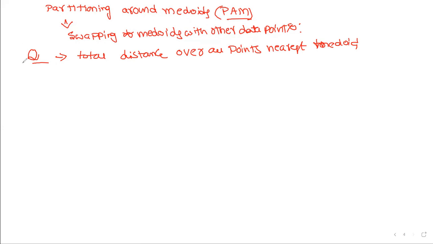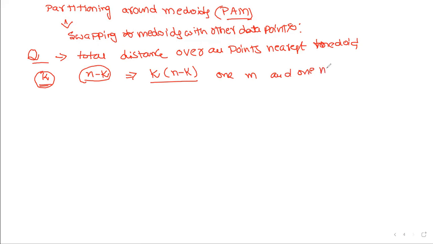So generally, before going to the algorithm, what happens? For example, if you have k number of clusters, what are the remaining number of instances? The remaining number of instances are n minus k. That means we have k into n minus k pairs of one medoid and one non-medoid. So k are the medoids, n minus k are the non-medoids. These are the different pairs that form.